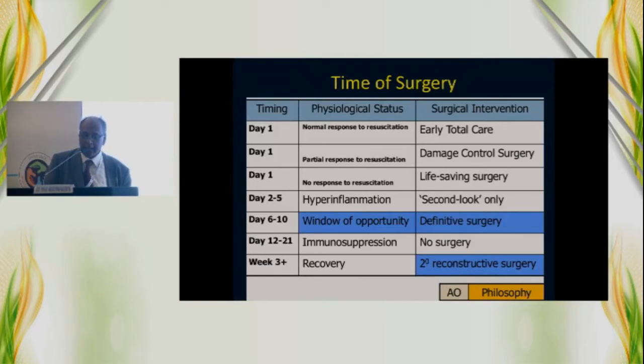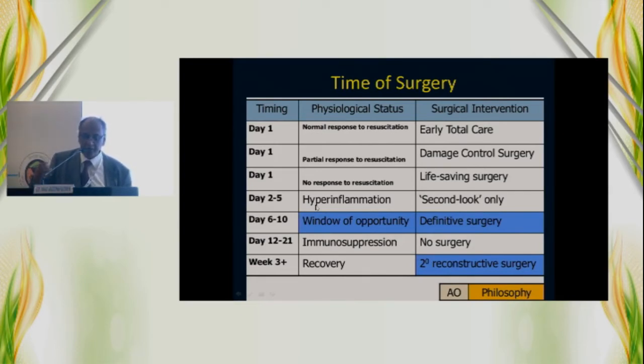So the timing of surgery would depend on the response. You have this initial period where, if the patient is stable and resuscitated, you can resort to early total care. In the more severely injured patients, you need to do damage control. You have this phase of hyperinflammation between the second and fifth day, where you do only second-look debridements, etc.